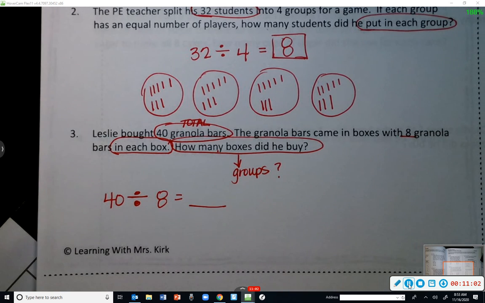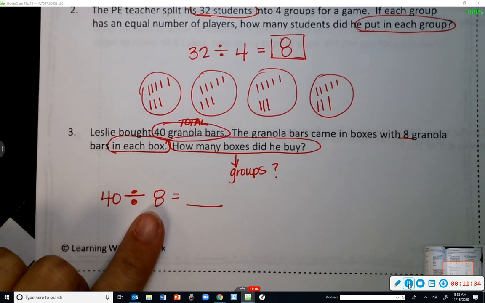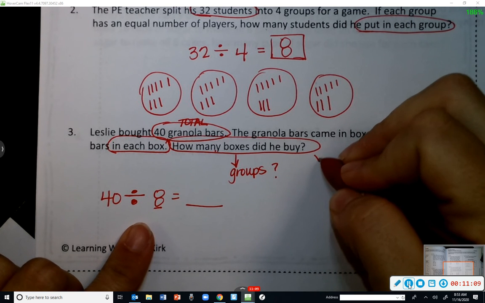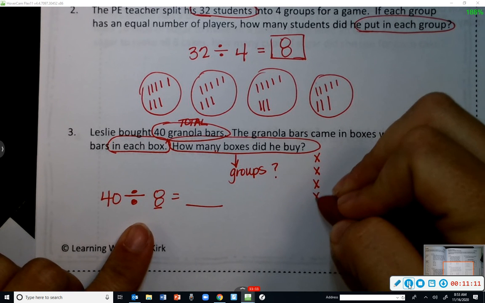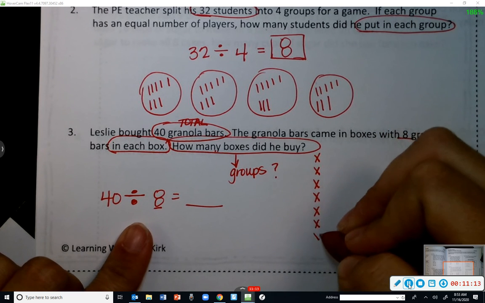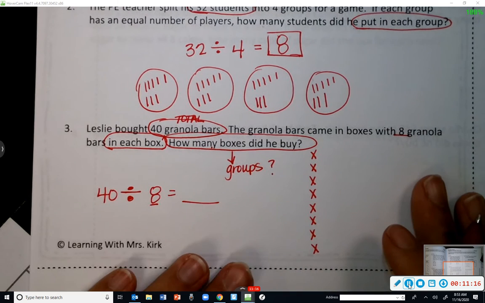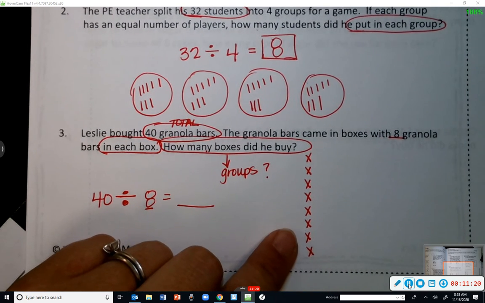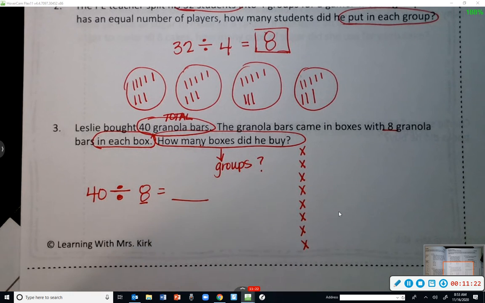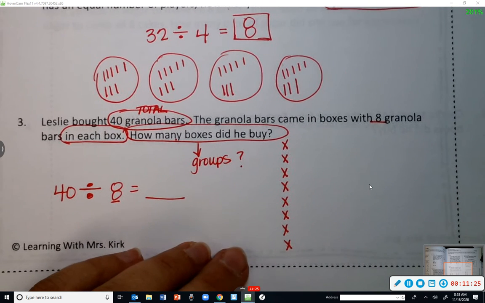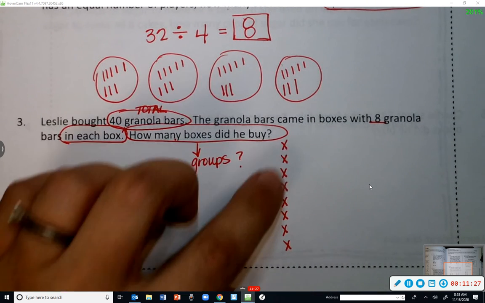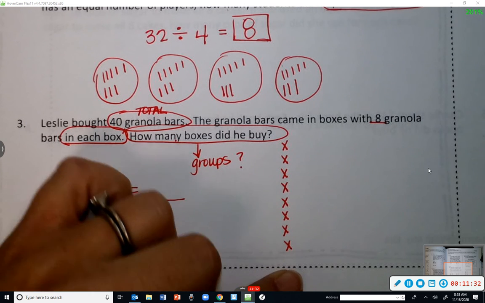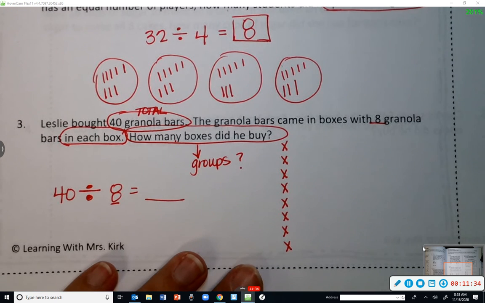Okay, let's see what this would look like if you chose to do an array. Okay, I could start with 8 going down. 1, 2, 3, 4, 5, 6, 7, 8. Is it important to make your rows or columns neat? Yes, because if you do tiny little dots and it's not neat, you're going to lose count, or you will go down and you won't have enough or too many. Make sure you're doing it neat so you have the right amount.